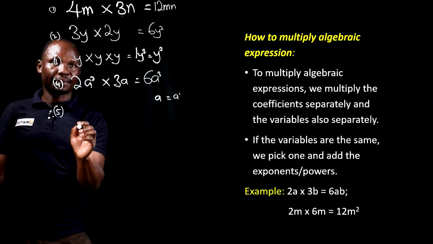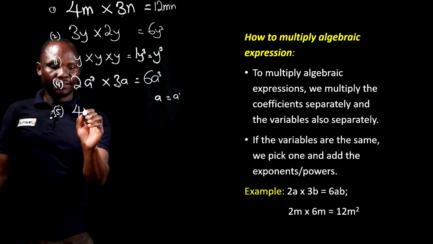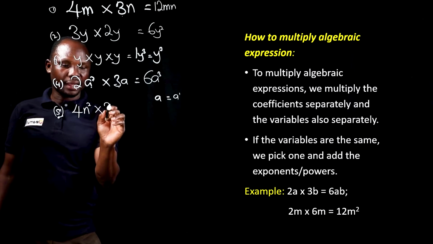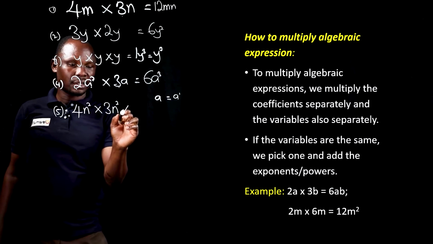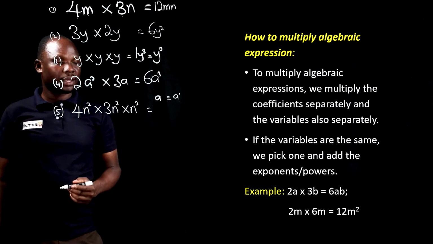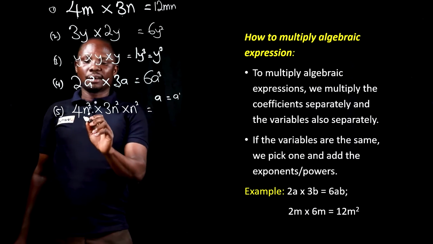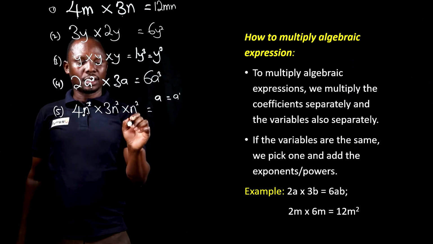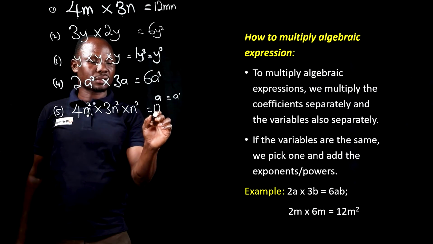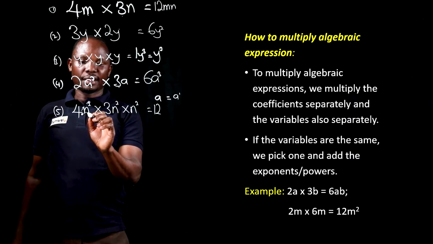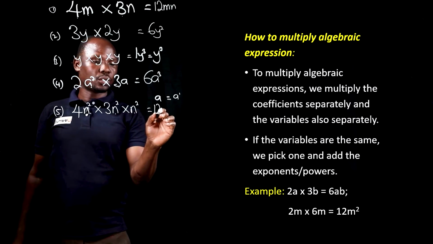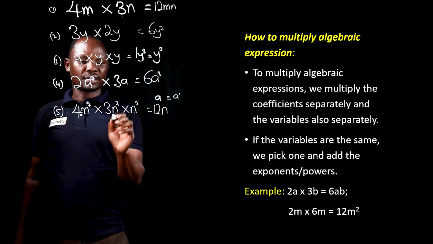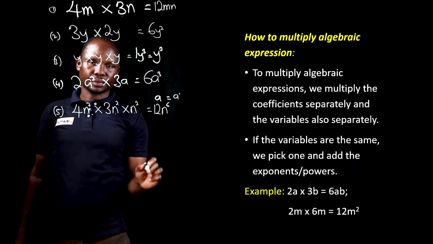So if we have 4n squared multiplied by 3n squared multiplied by n squared, in this case, 4 multiplied by 3 gives us 12. The coefficient here is 1. So 12 multiplied by 1 gives us 12. The variables are the same, so we pick one, then we add their exponents. So 2 plus 2 gives us 4, plus 2 gives us 6.